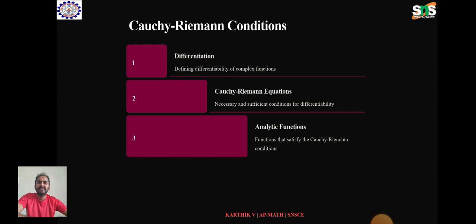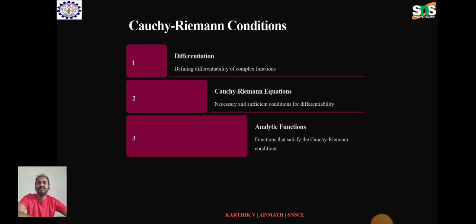Cauchy-Riemann conditions. The Cauchy-Riemann conditions are a set of necessary conditions for a complex function to be differentiable at a point. They are named after the mathematicians Augustin Cauchy and Riemann, who made significant contributions to complex analysis. Let f(z) = u(x,y) + i v(x,y) be a complex function defined in the neighborhood of a point z = x + iy, where u(x,y) and v(x,y) are the real and imaginary parts of f(z) respectively.